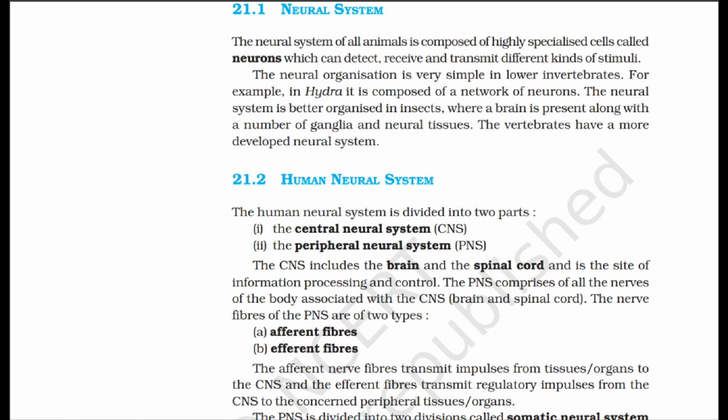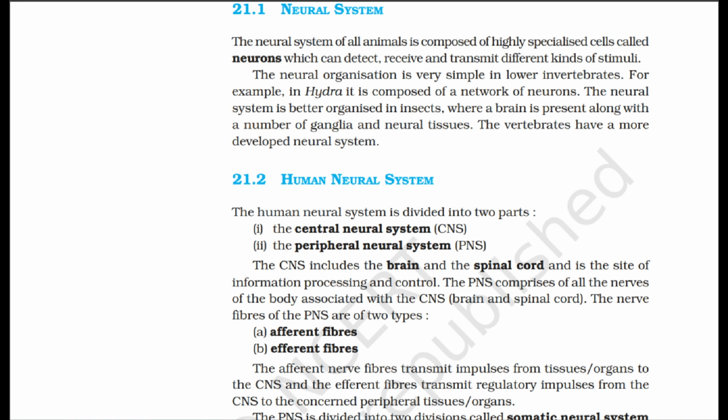Neural system. The neural system of all animals is composed of highly specialized cells called neurons which can detect, receive and transmit different kinds of stimuli. The neural organization is very simple in lower invertebrates. For example, in Hydra it is composed of a network of neurons. The neural system is better organized in insects, where a brain is present along with a number of ganglia and neural tissues. The vertebrates have a more developed neural system.